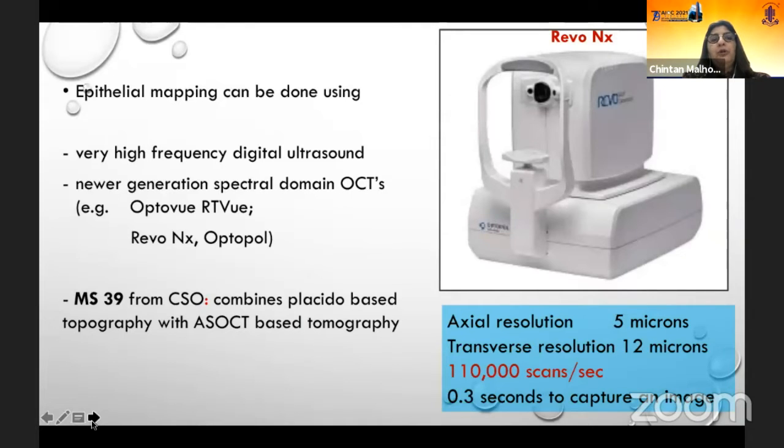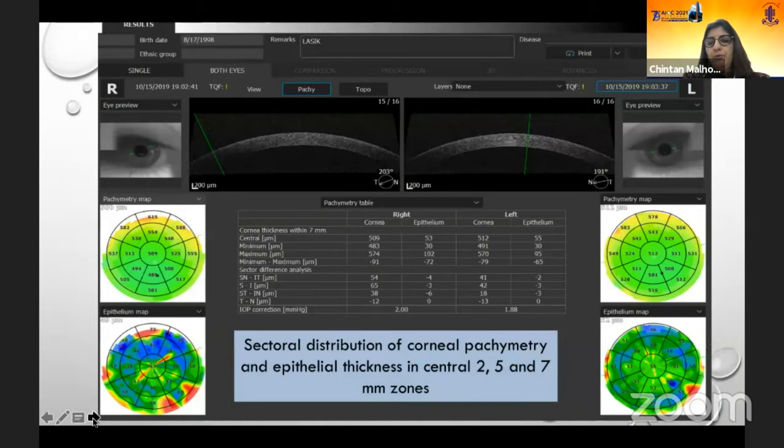From the practical point of view, epithelial mapping can be done using a very high frequency digital ultrasound or the newer generation of the spectral domain OCTs. The one we have at our center, and I have experience with, is the Optopol, which is an extremely fast scan, which scans more than 1 lakh scans per second and takes a very short time, 0.3 seconds, to capture an image. And this is how a map would look like, where you have the OCT scan, the pachymetry, and the epithelial mapping, which is shown at the bottom.